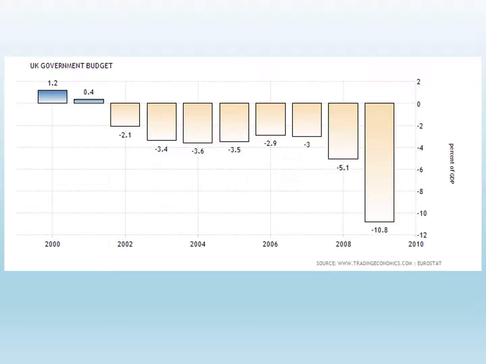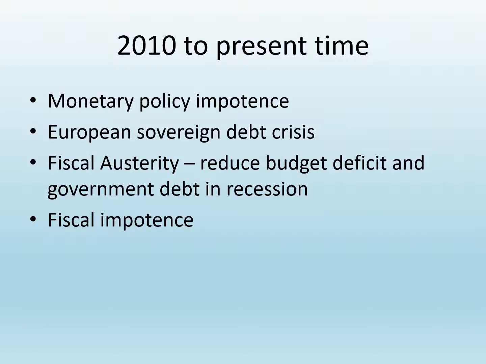So just to repeat, what happened shortly after that is that we have monetary policy impotence in 2010. We then have the European debt crisis. And in the face of the European debt crisis, where the bond market is punishing Greece, Portugal, Italy, Spain, etc., governments then invoke fiscal austerity. So even though we have major recessions, the size of the budget deficits and the size of the debt results in increases in fiscal austerity.